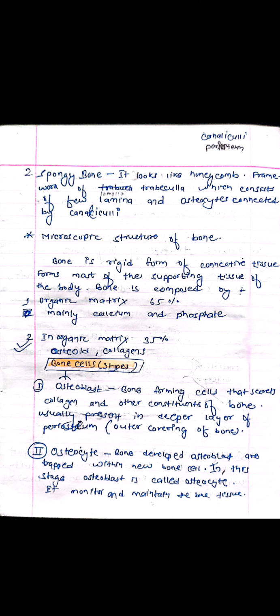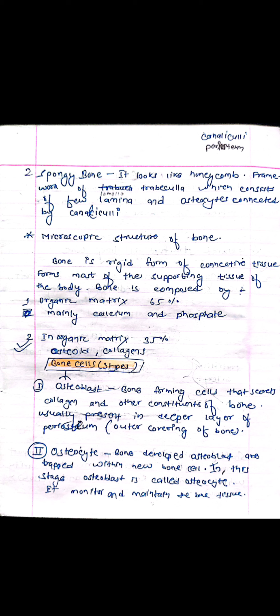Microscopic structure of bone. Bone is a rigid form of connective tissue. It forms most of the supporting tissue of the body. Bone is composed of inorganic matter 65%, mainly calcium and phosphate, and organic matter 35%, osteoid and collagen.